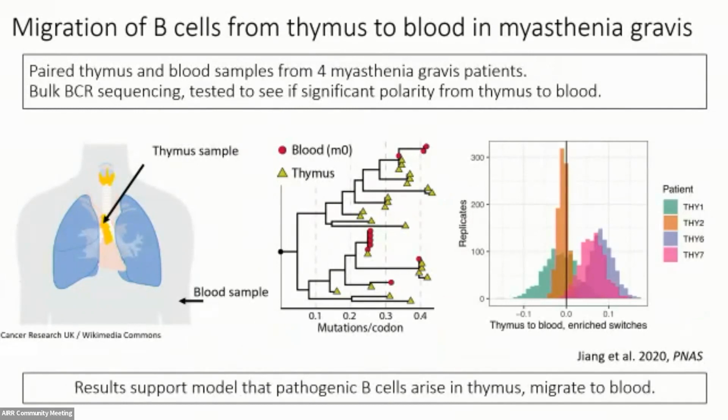So we can see a lot of sequences from the thymus as well as some blood samples near the more distant tips. And if we perform the SP test on this data, we can see a very clear bias from thymus to blood in 2 of these patients, which supports the model that these pathogenic B cells are arising in the thymus before escaping into the blood. And if true, it suggests that myasthenia gravis could be better treated by supplementing thymectomy with peripheral B cell depletion therapies such as rituximab, or early targeting of the thymus in disease.